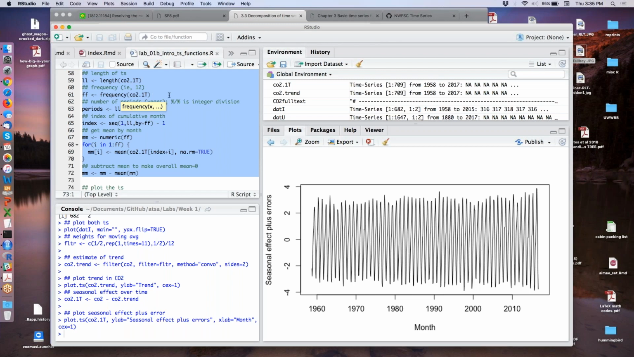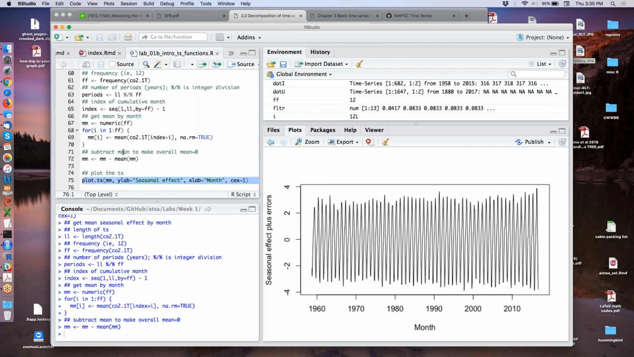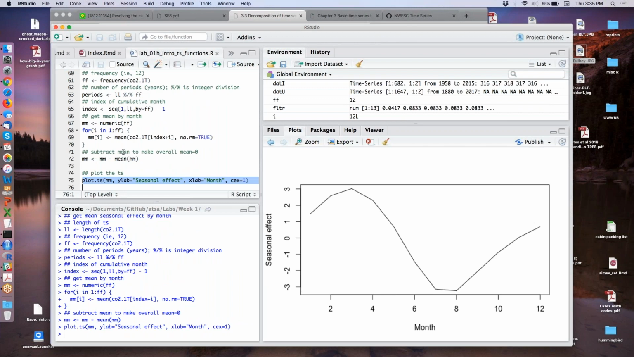Then I ask it to do some matrix. This is some integer division just to get the number of periods. So I want to know the number of years, and it will just go through there and calculate that, and then we can go ahead and plot it. So there is the mean effect across all months. In general, it's warmest in March and it's coldest in July. I'm sorry, this is not the temperature, that's CO2. It's highest in March and lowest in July, okay, which makes sense.